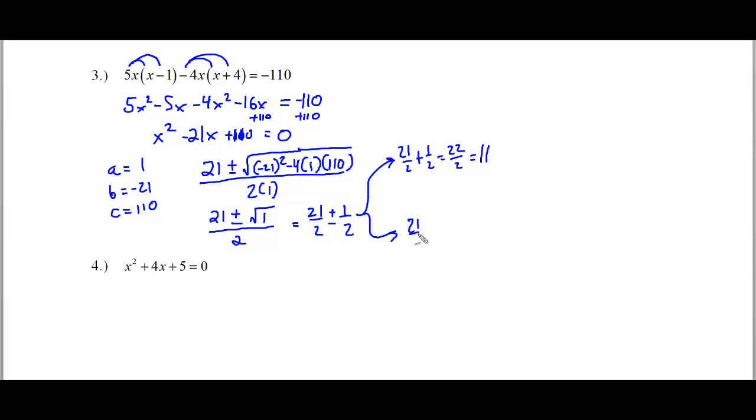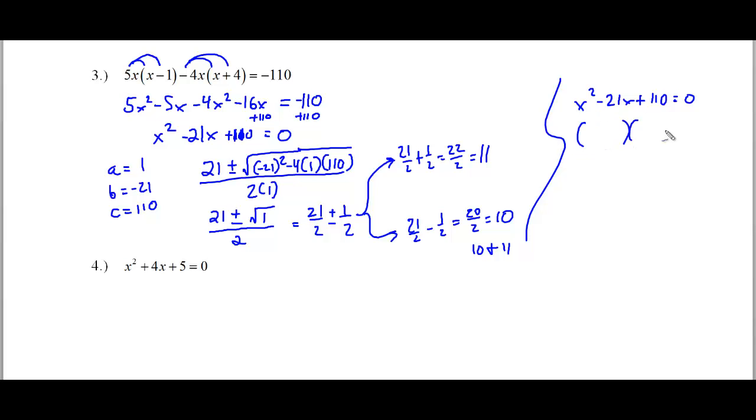And 21 halves minus 1/2 is going to be 20 halves, which is 10. So your answer is 10 and 11. Now again, this is another problem where you might have seen, at this moment when we simplified it to x squared minus 21x plus 110 equals 0, that this is factorable, because the two numbers that multiply to make 110 and add to make negative 21 are negative 11 and negative 10.